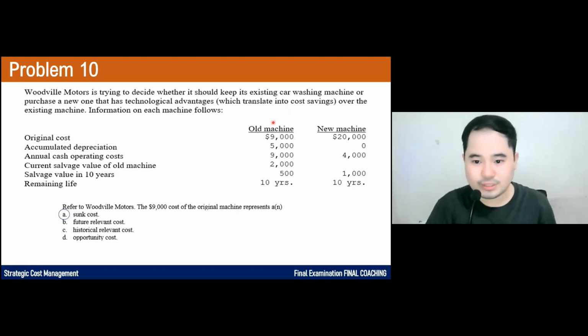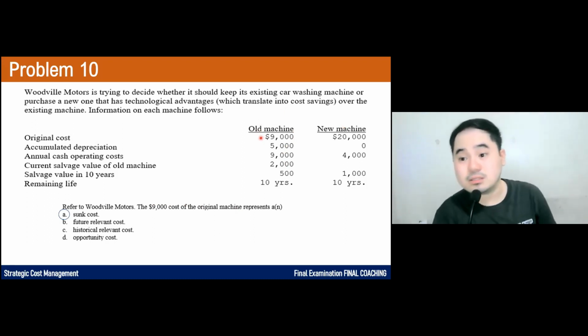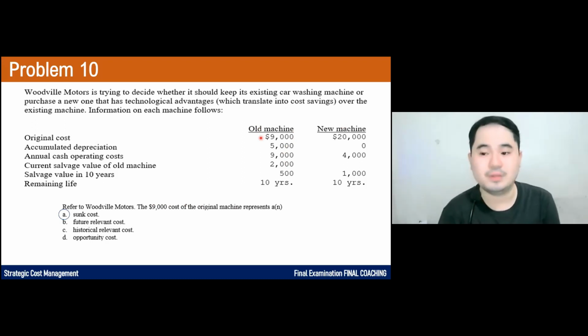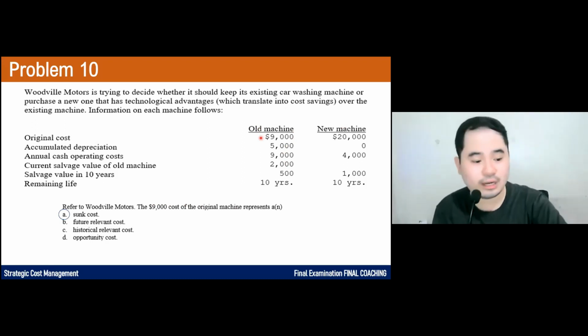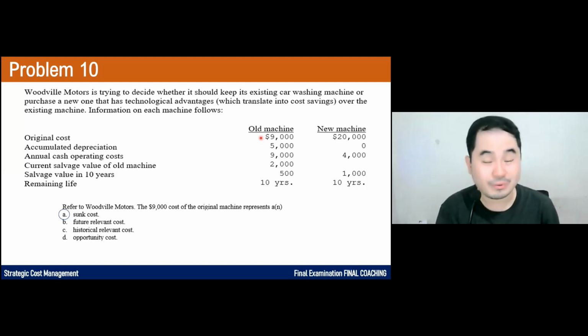Palitan mo man yung old machine ng new machine or i-retain mo man yung old machine, nagastos na po natin yung $9,000, sunk cost na po siya. Mga ginastos siya sa mga ex nyo ay sunk cost. Mag-break kayo o hindi, nagastosan nyo na sila.